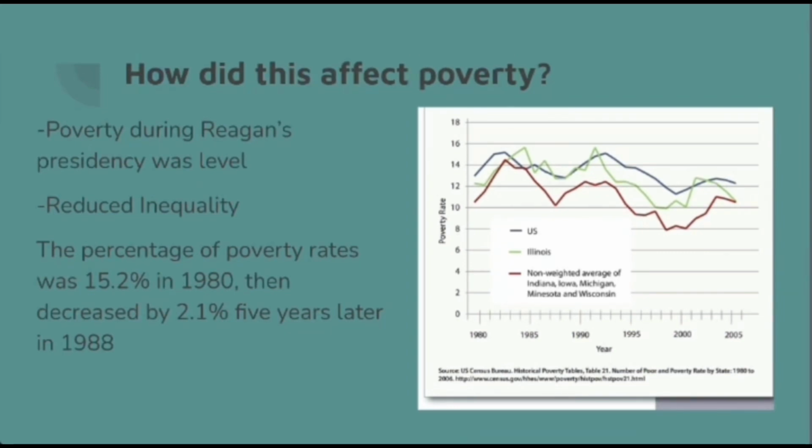The chart you see on the side is the poverty rate throughout the years. The blue one is the U.S. You can tell that in the 1980s, the poverty rate went down a lot in the U.S., but in Illinois, the poverty rate was up and then it decreased a lot. The red line is an average of Indiana, Iowa, Michigan, Minnesota and Wisconsin. You can tell it went down a lot around the 1980s and 1990s, and then went back up again after.